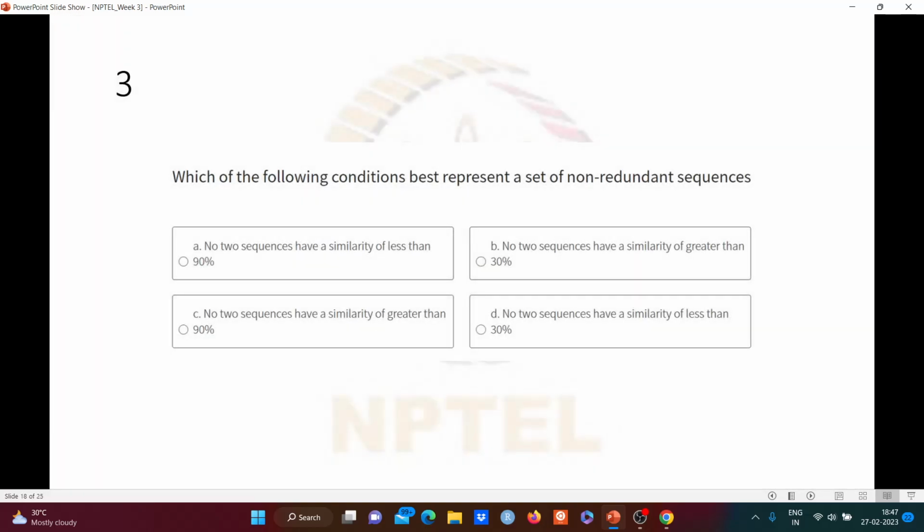Okay, next is a similar question, so try to answer this question. Which of the following conditions best represents a set of non-redundant sequences? I'm repeating the question again. Which of the following conditions best represents a set of non-redundant sequences? No two sequences have a similarity of less than 90%. No two sequences have a similarity of greater than 30%. No two sequences have a similarity greater than 90%. Or no two sequences have a similarity less than 30%.